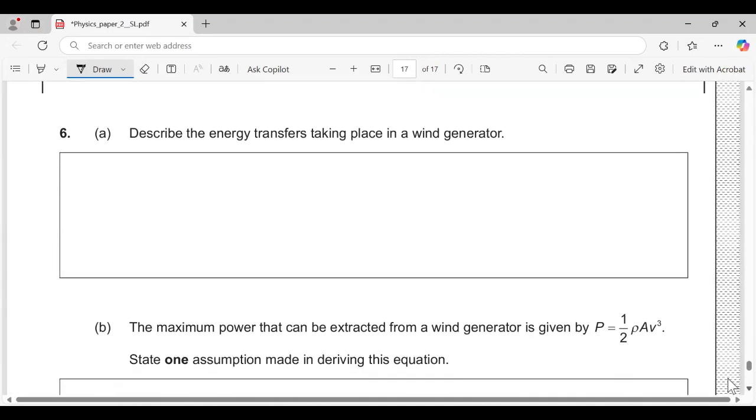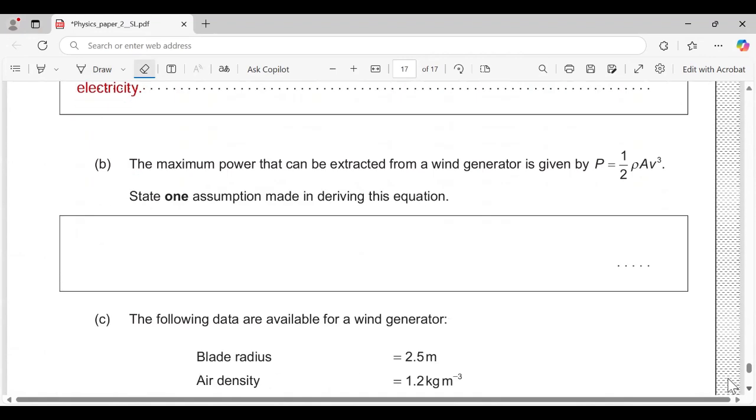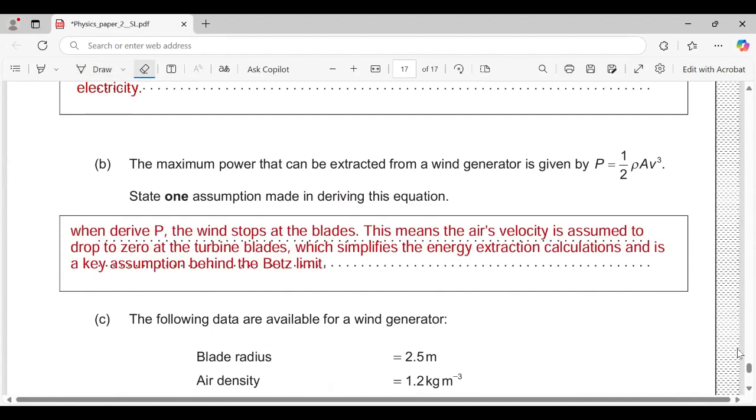Describe the energy transfer taking place in a wind generator. This is my explanation. Next, the maximum power that can be extracted from a wind generator is given by this equation. State one assumption made in deriving this equation. My explanation is this.